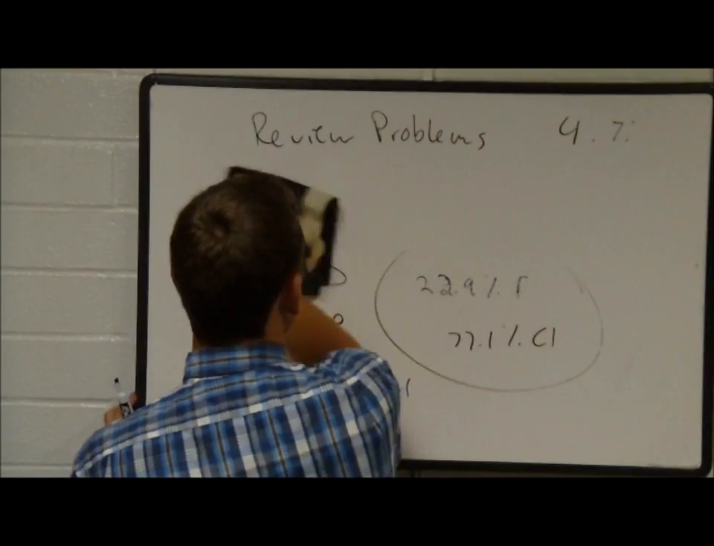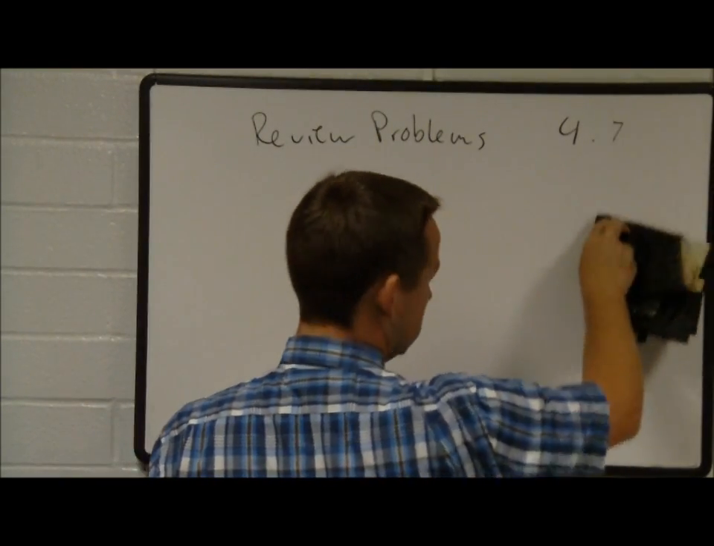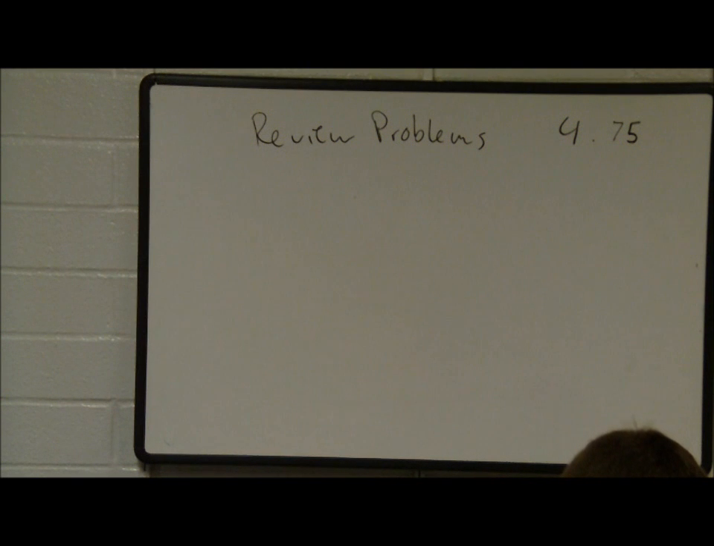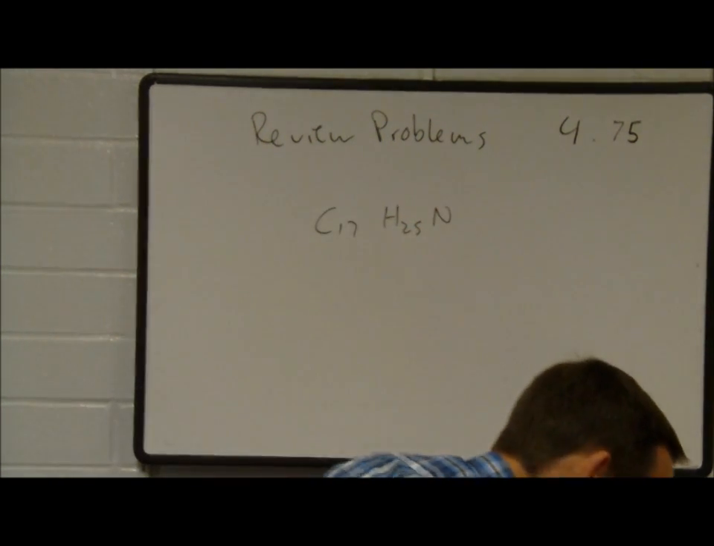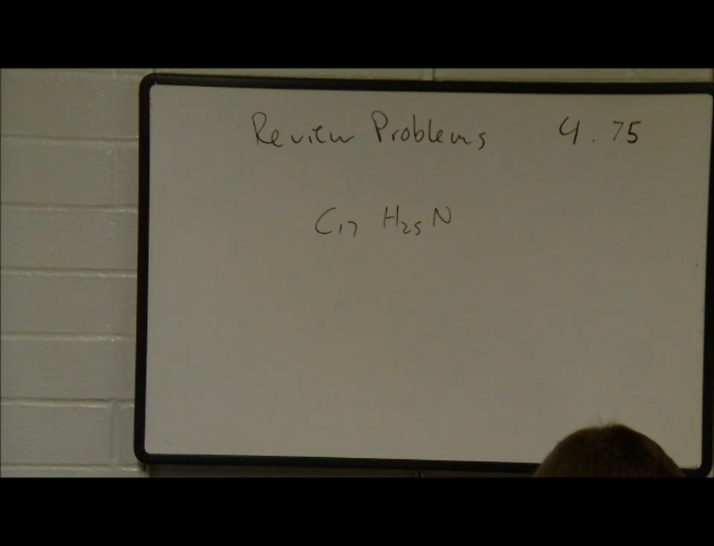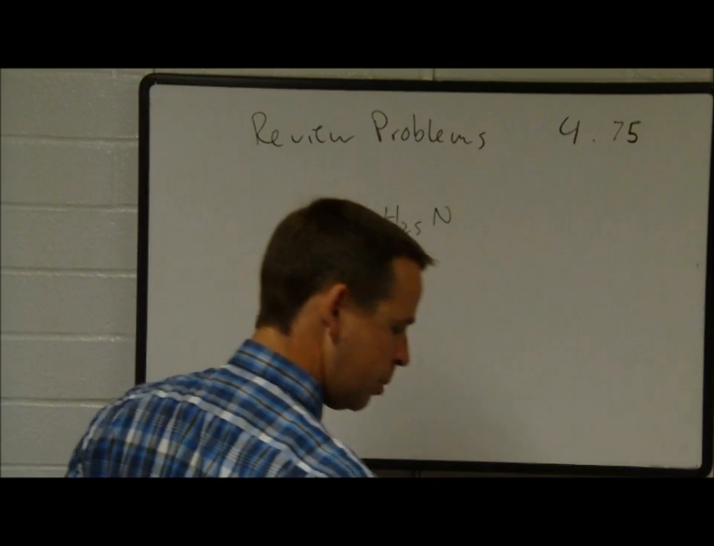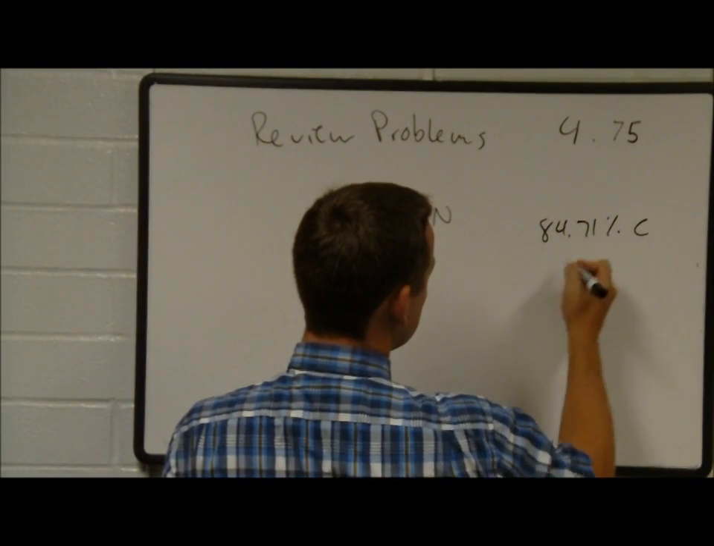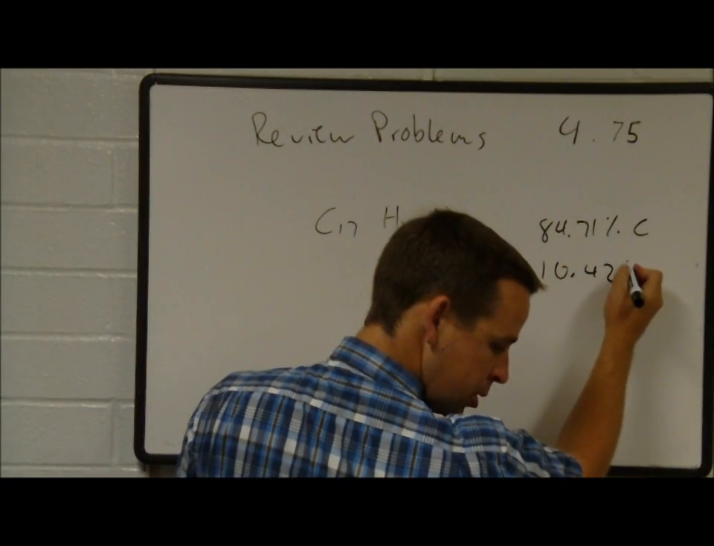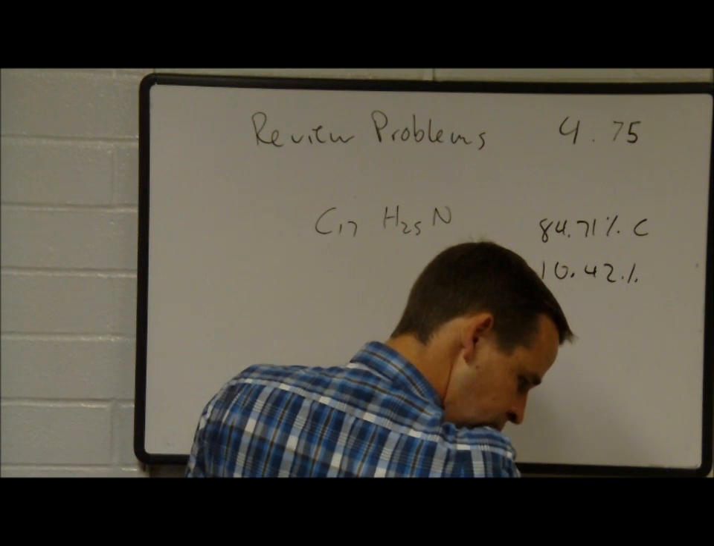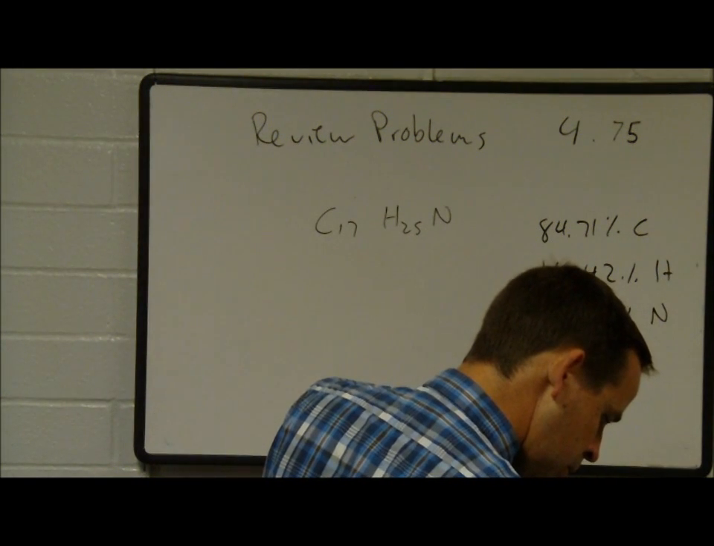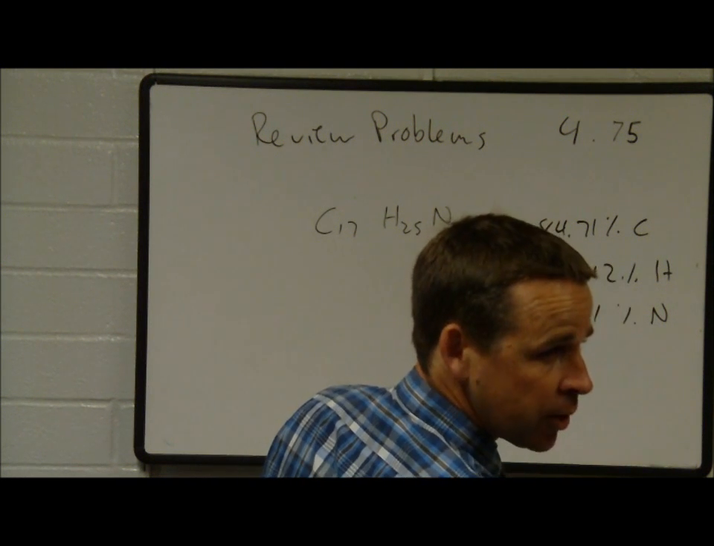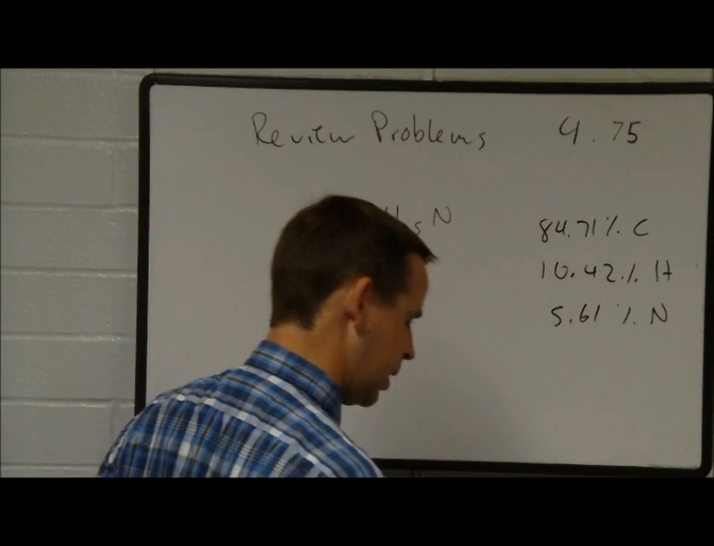Phencyclidine, 475, angel dust, is C17H25N. A sample suspected of being this illicit drug was found to have a percentage of 84.71% carbon, 10.42% hydrogen, and 5.61% nitrogen. Do these data acceptably match the theoretical data for phencyclidine?